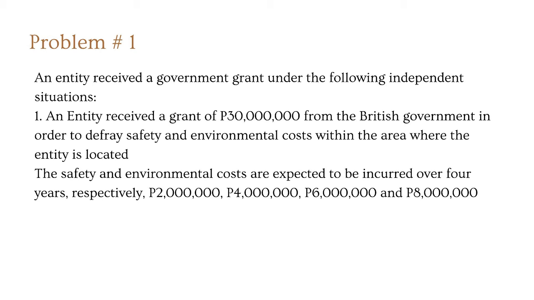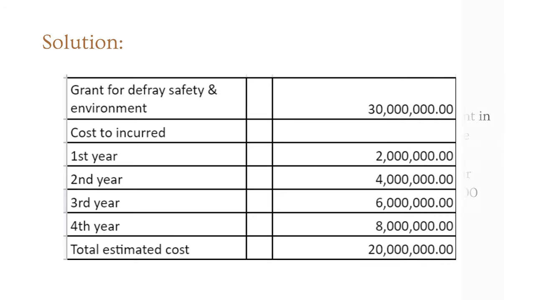There are two ways of presentation of grants, the gross and net presentation, but when the problem is silent, it is assumed that it uses the gross presentation. So for this problem and the subsequent problems, we will use the gross presentation since the problems are all silent. So the givens are the cash received for the grant, 30 million pesos, and the cost incurred for the 4 years, which totaled 20 million pesos.